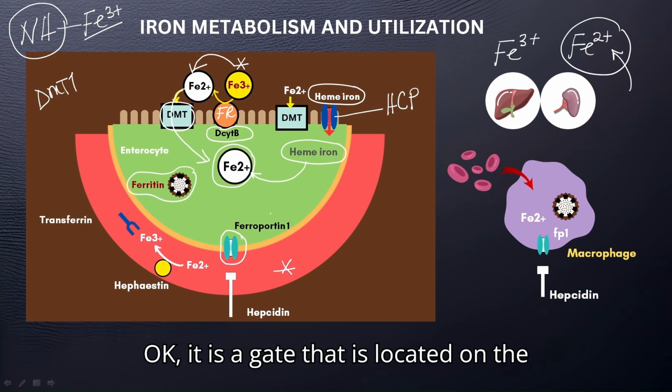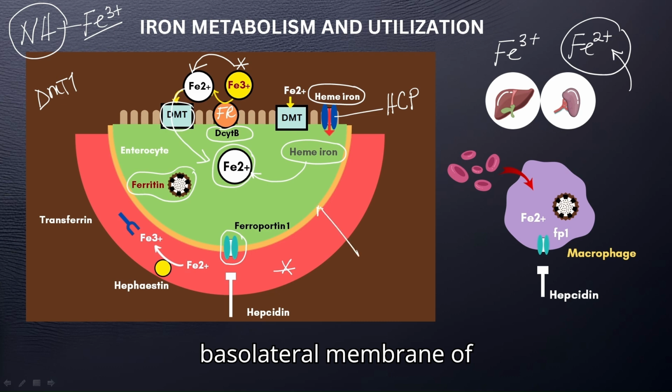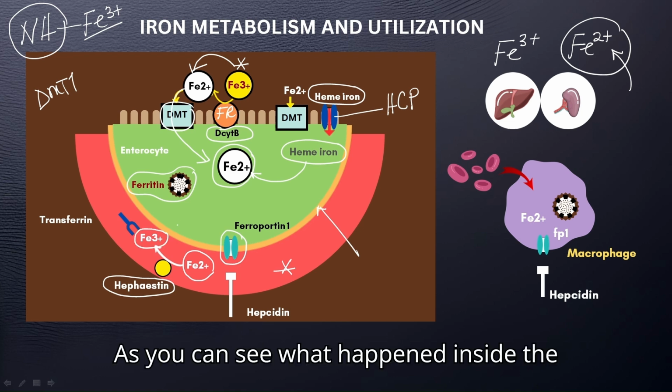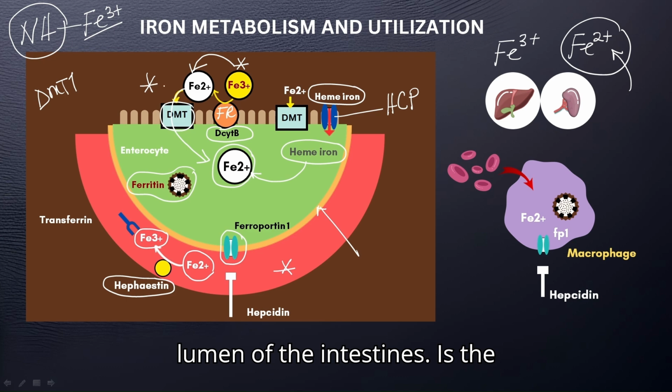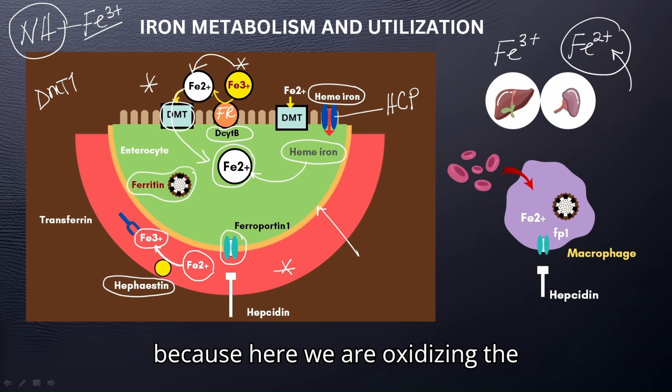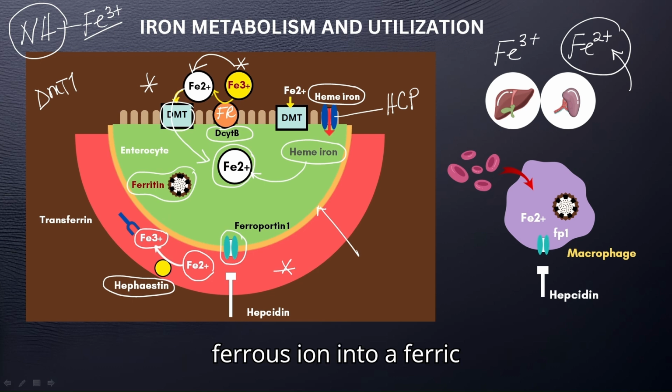Okay, it is a gate that is located on the basolateral membrane of the enterocyte. So on this basolateral part of the cell, we should have a ferroxidase enzyme, which is called hephaestin. This enzyme then converts the ferrous iron into ferric iron. As you can see, what happened inside the lumen of the intestines is the opposite of what is occurring in the blood, because here we are oxidizing the ferrous iron into a ferric state.